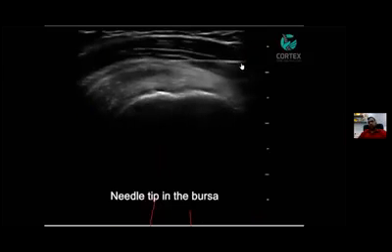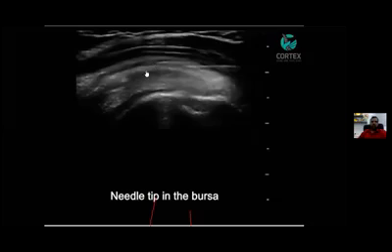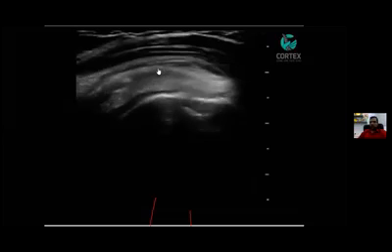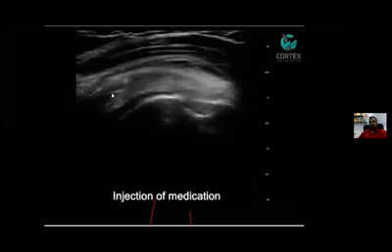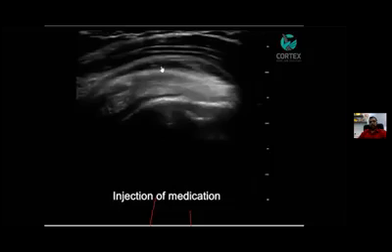Here you can see the needle is coming from lateral to medial. It is entering the subacromial bursa. So it is just a superficial tendon. Be careful, you should not inject inside the tendon. Most of the time this myotendinous junction might be mistaken for the subacromial bursa. You should be careful regarding that.